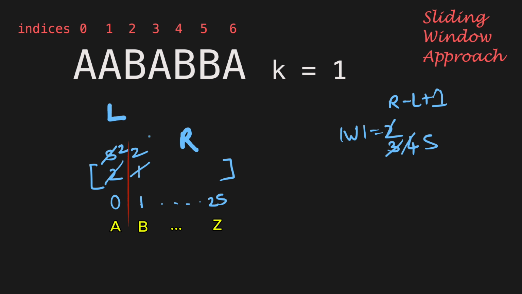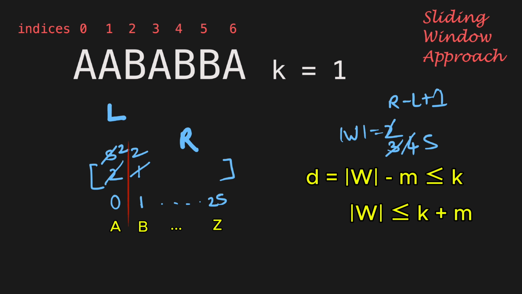Let's break it down a bit. The condition for a valid window is that window length minus maximum frequency should be less than equal to k. And rewriting this, we get window length should be less than equal to k plus maximum frequency. This shows that to maximize the window length, we need the largest possible maximum frequency as k is constant. And in the algorithm, we have three phases. First is growing phase, where we expand the window to the right and both window length and maximum frequency increase as we are searching for largest possible valid window.